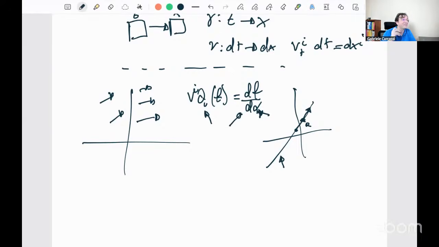I'm going to have the same problem. If I rescale my alpha, I get a different vector field, even though the field lines are going to be exactly the same.